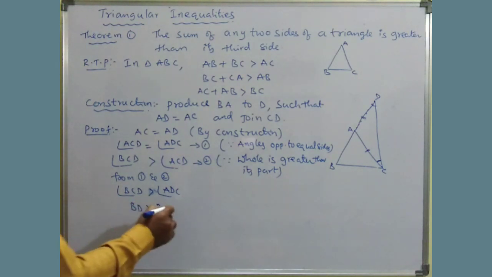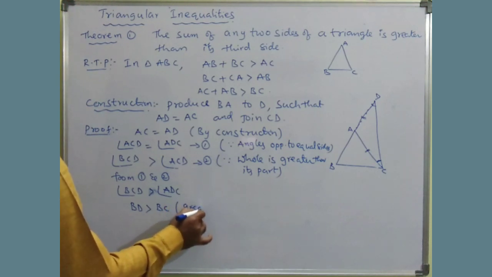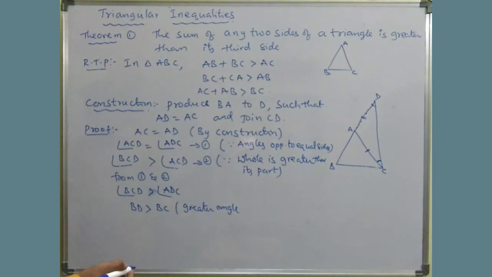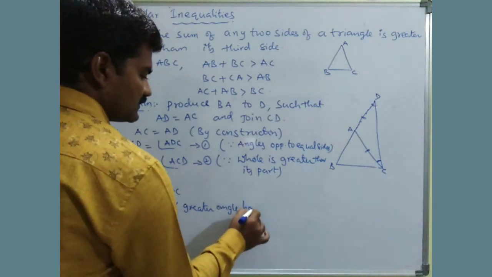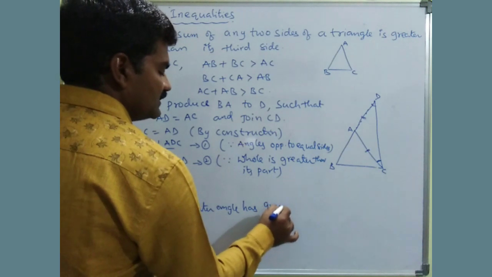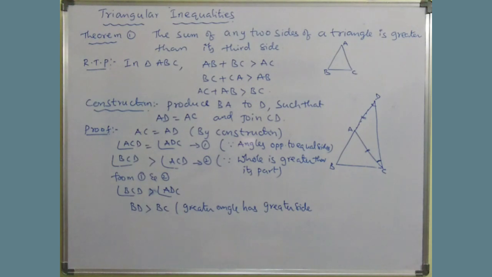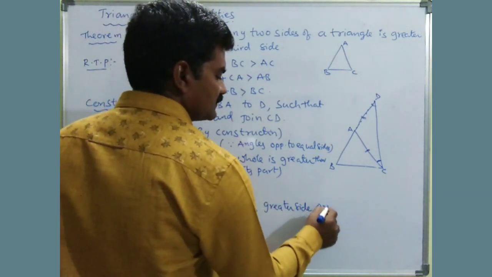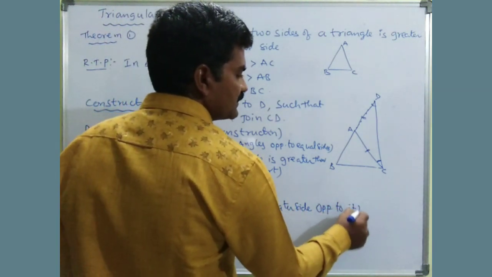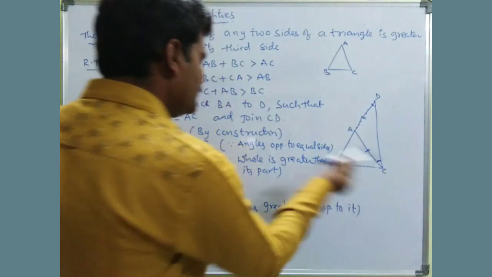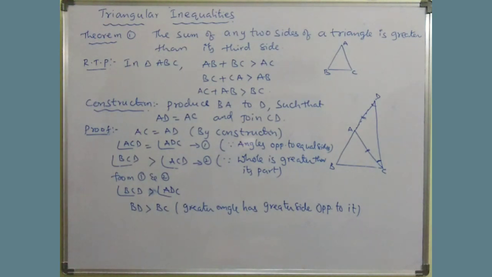BD is greater than BC. Why? Because greater angle has greater side, isn't it? Greater angle has greater side opposite to it. Because if this is the greater side, then its opposite angle will be the greatest. Fine.